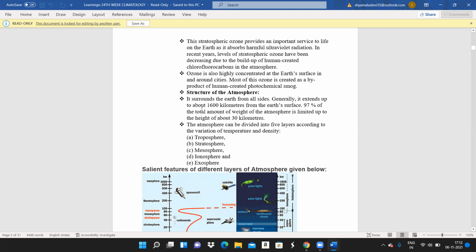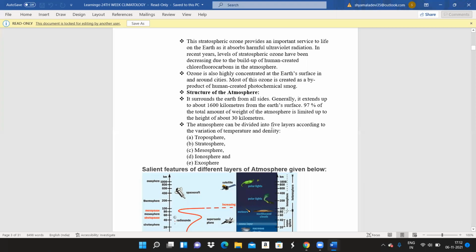Next, we talk about the atmosphere. It surrounds the Earth from all sides. Generally, it extends up to about 1600 kilometers. If it is asked in a statistical way, how far does the atmosphere extend? It extends to about 1600 kilometers from the Earth's surface, and 97% of the total weight of the atmosphere is limited up to a height of about 30 kilometers. This is one important statistical piece of information you should know about the atmosphere.